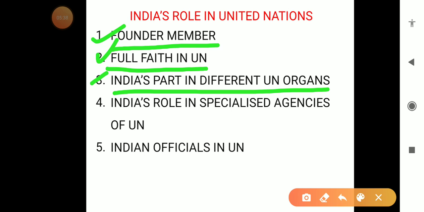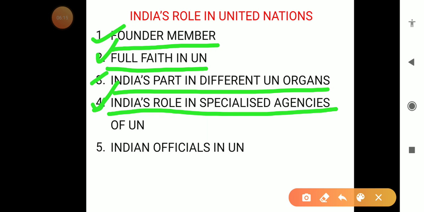Next, India's role in specialized agencies of the UN. We had discussed some specialized agencies also, and India has been playing a role in them. It is the Food and Agriculture Organization, the WHO, or the Human Rights Council. So India became part of these special agencies also, as we know that the UN works through different specialized agencies.